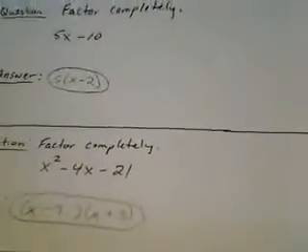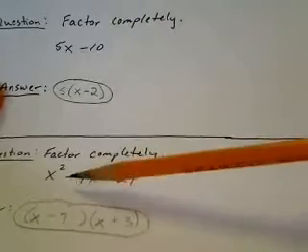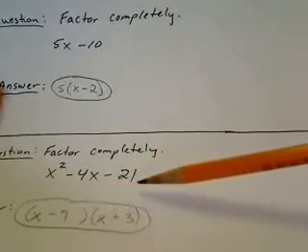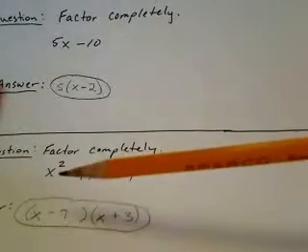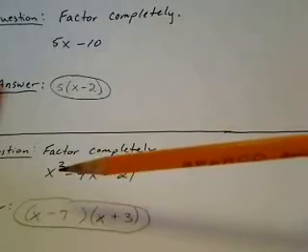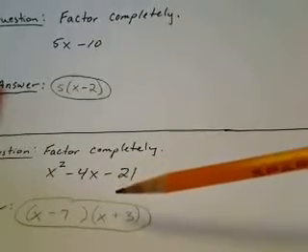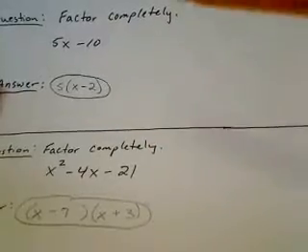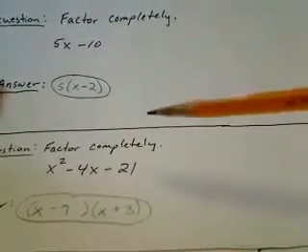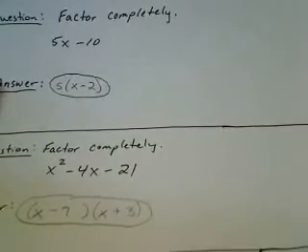Let's look at reverse FOILing. So the question says to factor completely, and we have x squared minus 4x minus 21. Well, we look to see if there's a greatest common factor first. If we see that there's a term that's common to x squared, negative 4x, and negative 21. Now, the only thing common to each one of those is 1. So that's the only thing that's common, so we don't need to factor out a 1 as a greatest common factor like what we've done in the previous example.